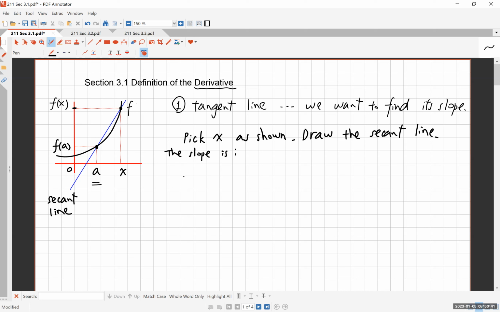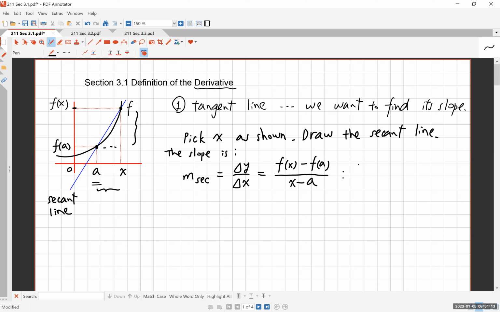I guess I should say M with a SEC as the subscript. M secant, this is the slope of the secant line. And as you know, as defined, it's the rise over run, and that is delta y over delta x. Otherwise, you can also write this as f of x minus f of a. That would be the difference between these two y values, divided by x minus a, which is the distance between a and x below, right?